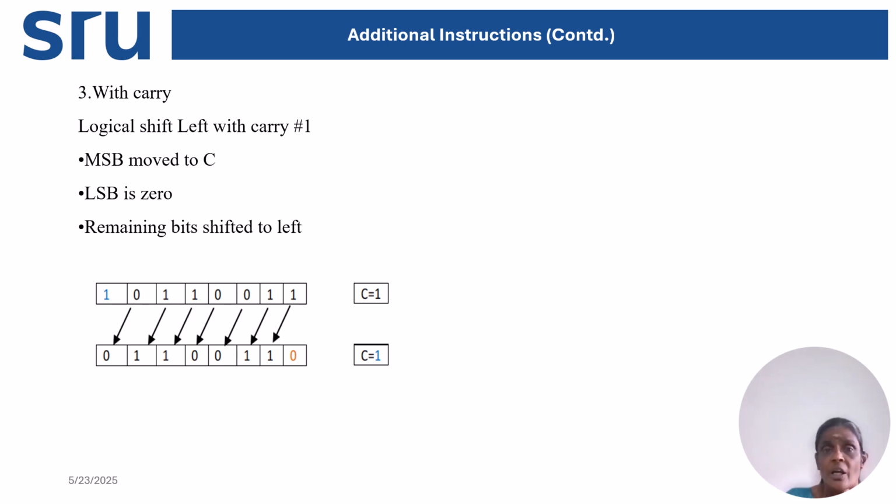The conditions are: number 1, the MSB is moved to carry. The LSB is made 0, and then the remaining bits are shifted to the left. These 3 conditions are applied in the example 1011 0011, and carry is assumed to be 1. First condition, the MSB is moved to carry. Here I have given the MSB a variation by color, the blue 1. This 1 is coming to carry.